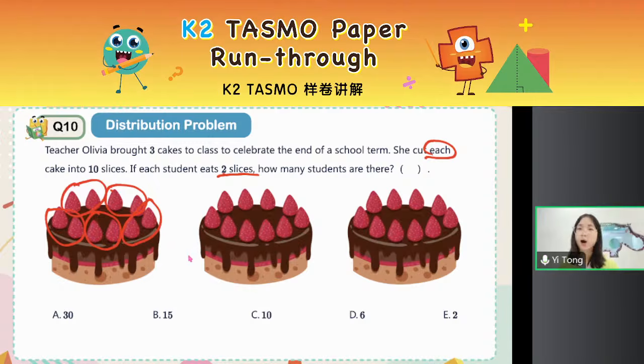Oh, 5. And for the rest 2 cakes, are they the same? Yes, they are. That means we can use our 5 to repeat our addition. 5. And there are in total 15. Which one is my answer? A, B, C, D, E. Yes, so fast. It's B. Well done. Now, let's move on.